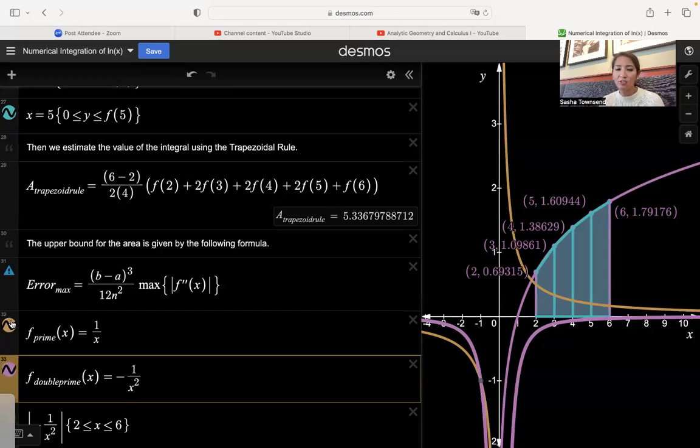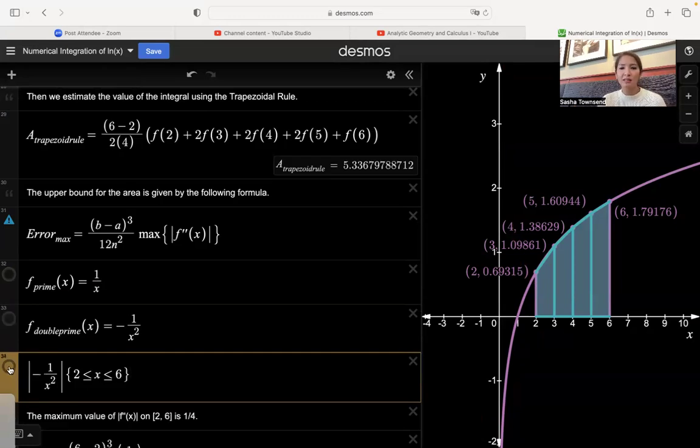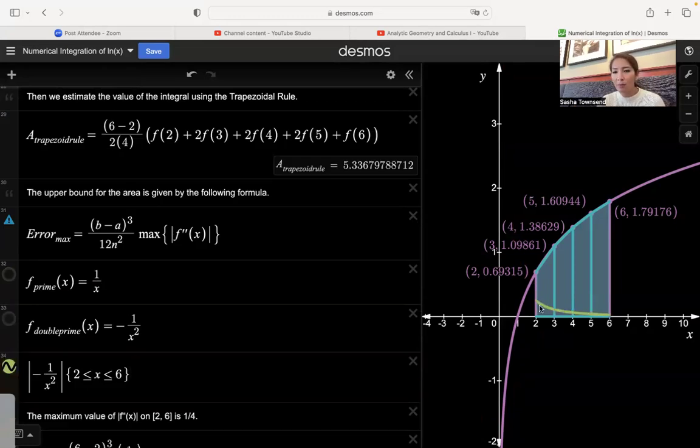But we're not interested in the second derivative alone. We need to find the absolute value of that, and we want to view it on the interval from 2 to 6. So we look at that. Now, when we see the absolute value of f double prime on the interval from 2 to 6, we can see that it's decreasing. We see that the maximum value of the absolute value of f double prime on the interval is the absolute value of f double prime at x equals 2.